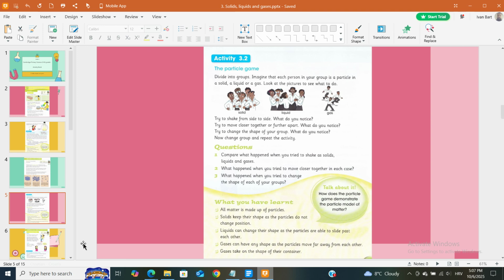What you have learnt. All matter is made up of particles. Solids keep their shape as the particles do not change position. Talk about it. How does the particle game demonstrate the particle model of matter? Liquids can change their shape as the particles are able to slide past each other. Gases can have any shape as the particles move far away from each other. Gases take on the shape of their container.